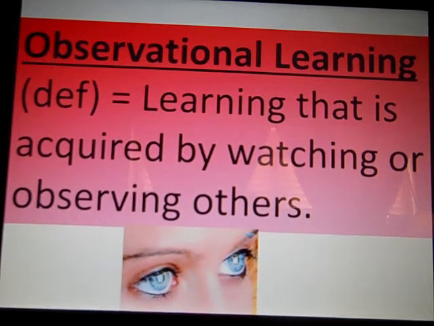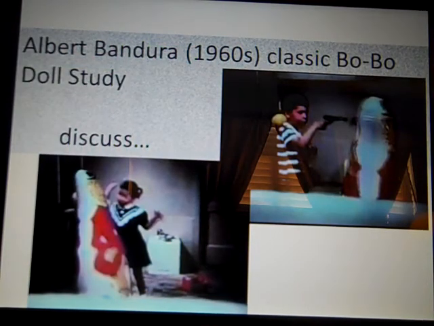So we learn by watching others. We learn good, positive things. We also learn bad or negative things by watching other people. But it's simply learning by watching others. Albert Bandura was a social psychologist, and he's mentioned in chapter 4 in your book. He did a classic study in the 1960s.